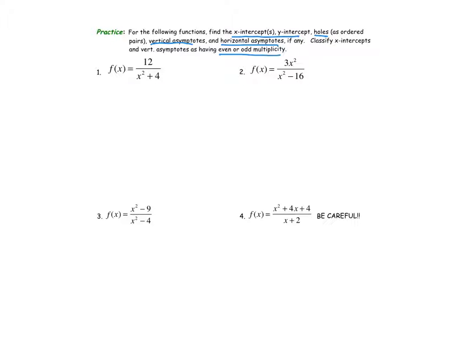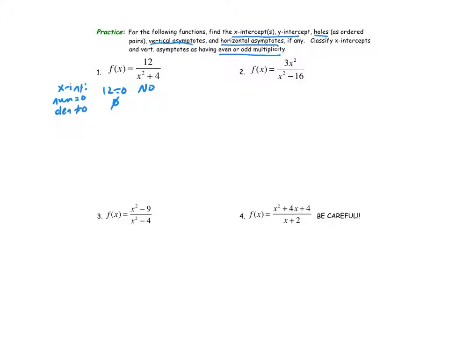So let's begin with example 1. The first thing we want to do is find those intercepts. To find the x-intercept for any function, that means we need y equals 0. In this case, it's a fraction, so we want the numerator to be equal to 0, but we need to be careful that the denominator is not equal to 0 so that those values will be part of the domain. Here, 12 equals 0. That's never true, so we have no x-intercepts.